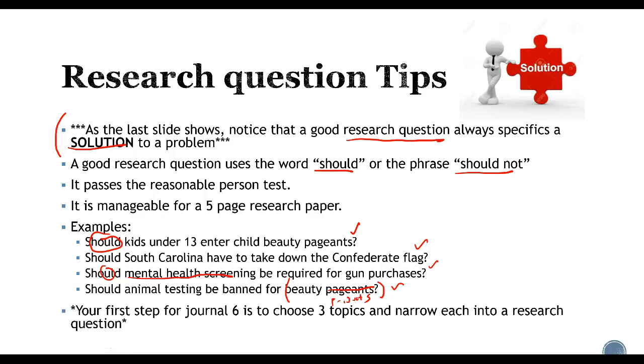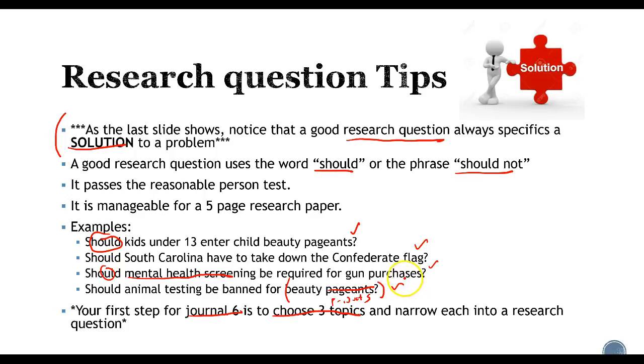So hopefully that gives you the idea of choosing a question and honing it as a research question, and some of the tools you can use to hone it. So your first step in Journal 6 is going to be to choose 3 potential topics and narrow each one of those topics into a specific research question. So keep in mind what we looked at in the last few slides when you're doing Journal 6.